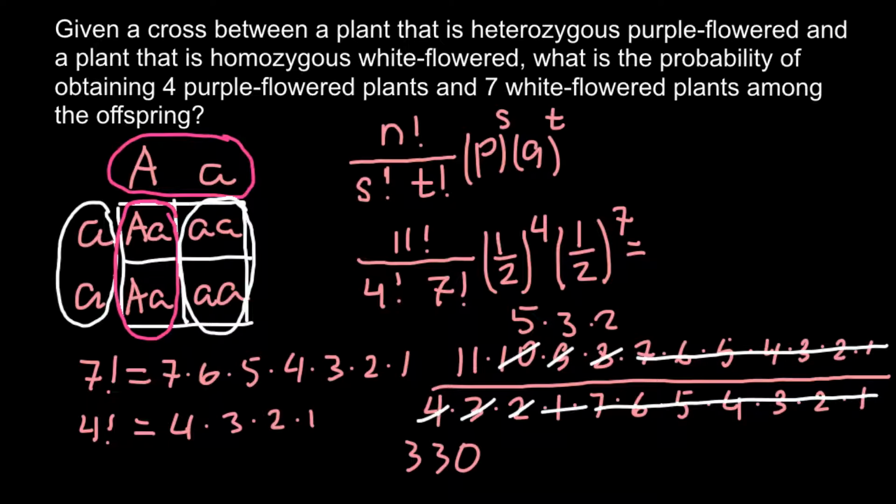330, and we have to multiply by 1/2 raised to 4 and 1/2 raised to 7. Basically this means we have to add this 4 and 7, so this would equal 1/2 raised to 11. And 1/2 raised to 11 basically means that we have to multiply 1/2 by itself 11 times, and the number that we are going to get here we have to multiply by this number.